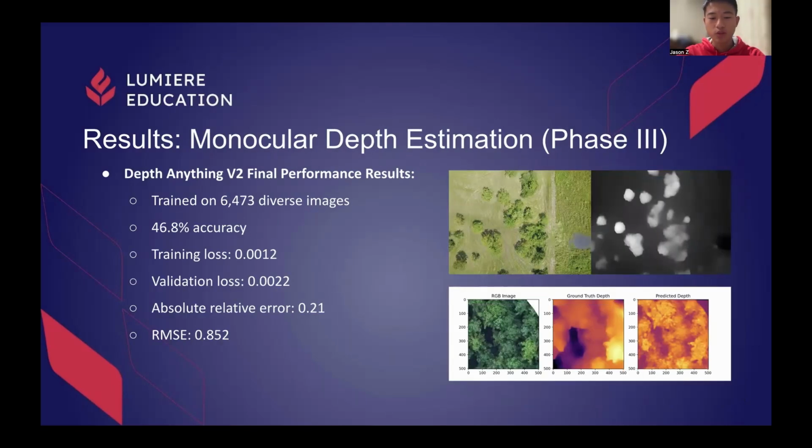For monocular depth estimation, Depth Anything V2 was trained on 6,473 images and produced consistent depth maps. Performance metrics included an overall accuracy of 46.8%, a training loss of 0.0012, a validation loss of 0.0022, an absolute relative error of 0.21, and a root mean square error of 0.852. These depth maps revealed elevation differences and helped determine whether terrain was flat enough for landing.